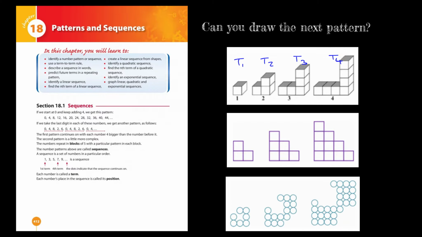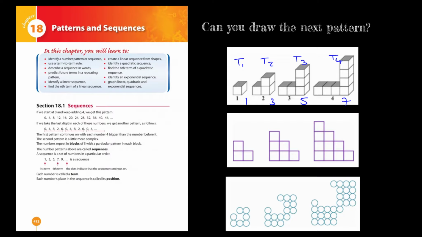And in this case, term 1 would be equal to 1. Term 2 would be equal to 3. Term 3 would be equal to 5. And term 4 would be equal to 7. Okay, so T represents the term: the first term, the second term, the third term, the fourth term.